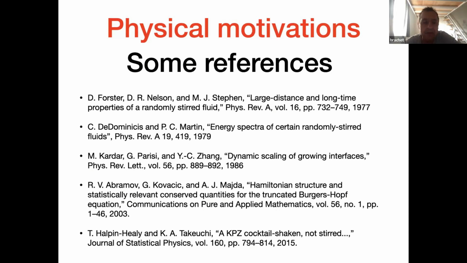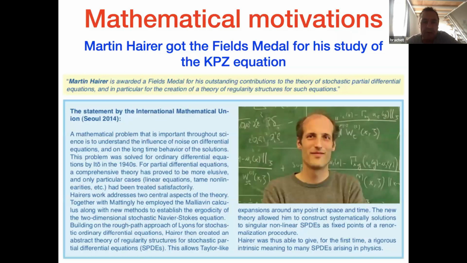Here I've given some references. Those are the old papers, Forster, Nelson, Stephen, and De Dominicis. This is the KPZ paper, and these are more recent papers about the KPZ problem. There are also some mathematical motivations that I will just quickly mention here, due to the Fields Medal of Martin Hairer, which was on the correct mathematical treatment of the KPZ equation.